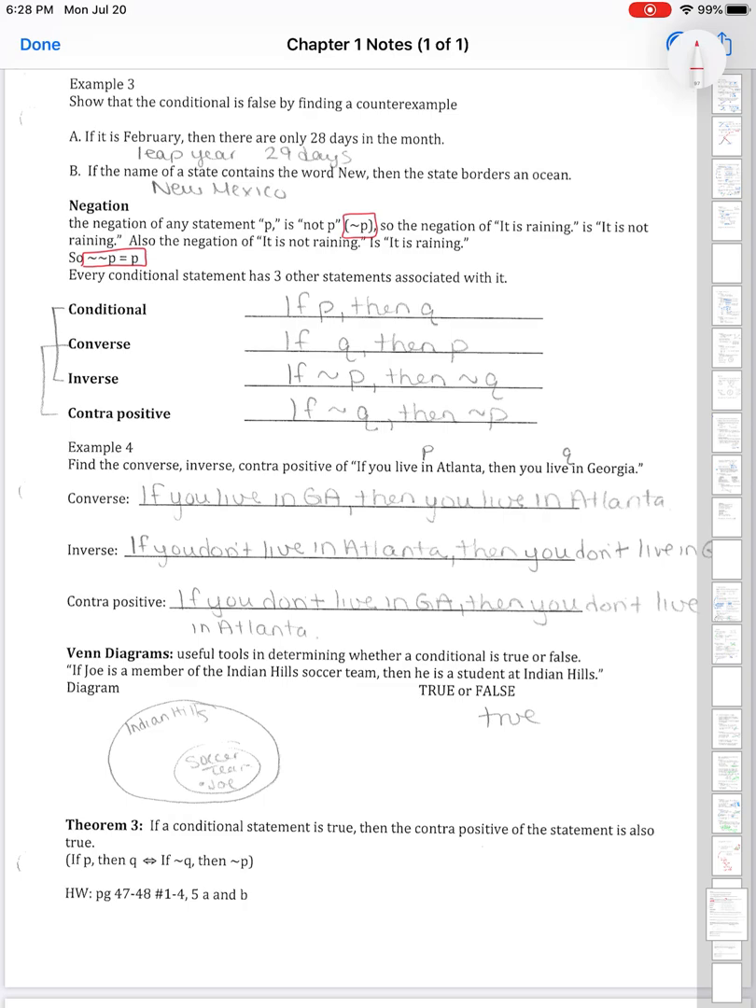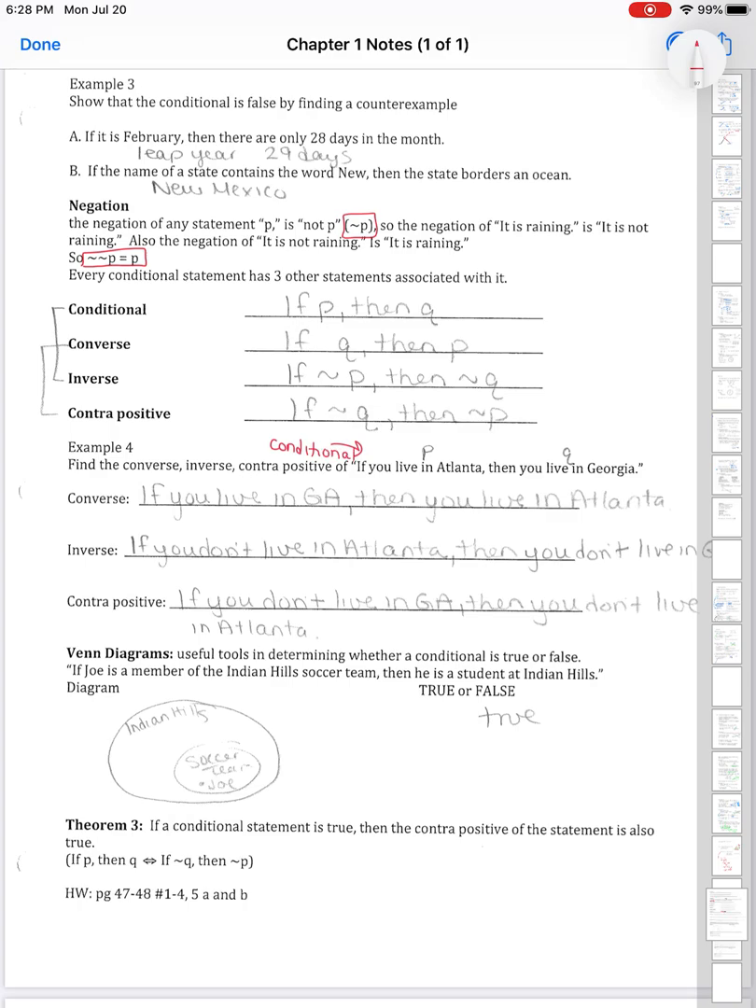Now, every conditional statement has 3 other statements that are associated with it. The conditional is what we've been talking about. If P, then Q. The converse, what that does is it completely flips the statement. So the P and the Q flip-flop places. So now a converse is if Q, then P. An inverse would then be if not P, then not Q. So the inverse negates the conditional. The contrapositive negates the converse. So if not Q, then not P.